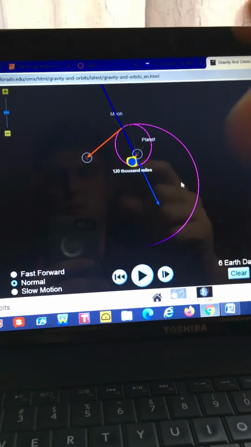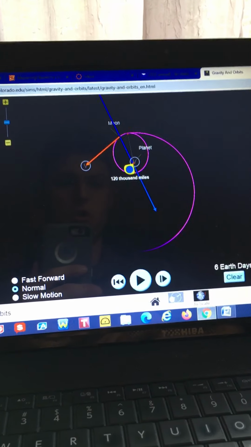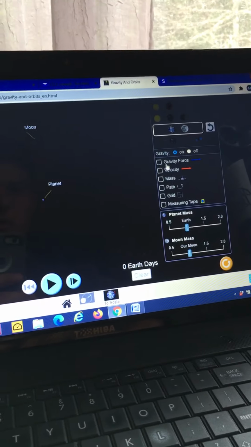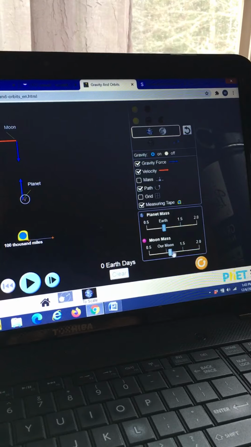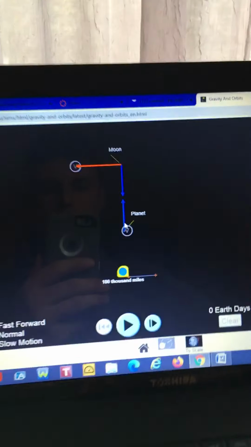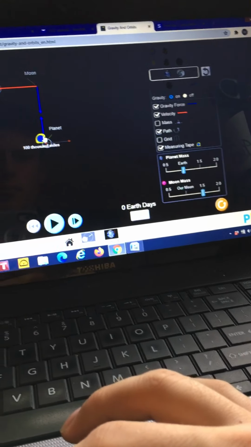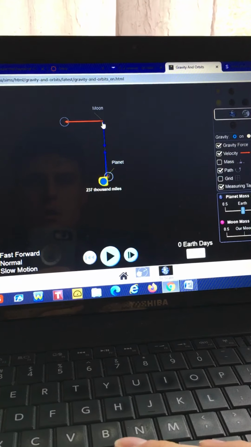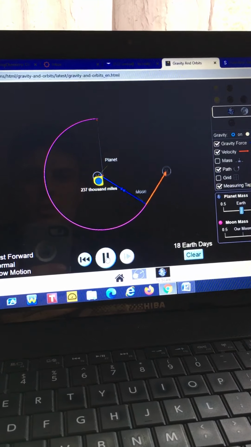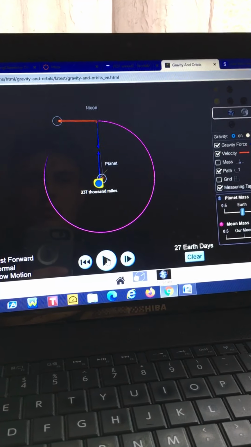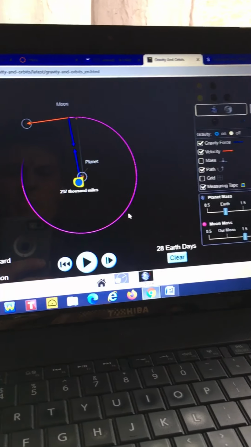So we're basically just looking at the difference between the distance of each object from each other, and then also the mass. I'll show you the mass difference now. So again, Earth and Moon, gravity, velocity, path, measuring tape, and then changing the Moon's mass to 1.5 times its original weight. You can see the velocity vectors are much closer, but they do not touch or overlap. And again, the period of revolution is the same as it was when the Moon's mass was what it should be, 28 Earth days.